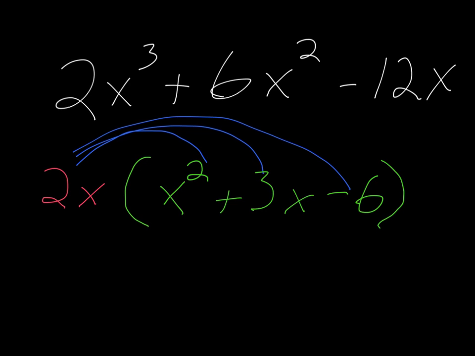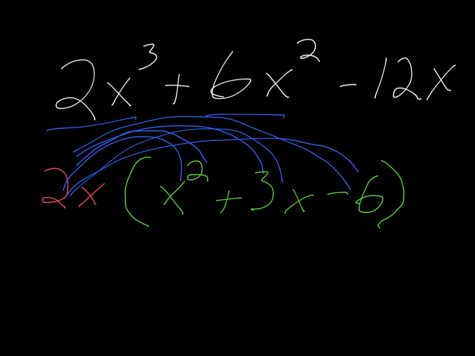And you can go ahead and check your work. If you distributed 2x times x squared, you would get 2x cubed. If you did 2x times 3x, you would get 6x squared. If you did 2x times negative 6, you would get negative 12x. So that's how you know that you did the problem right, and that makes you very happy.